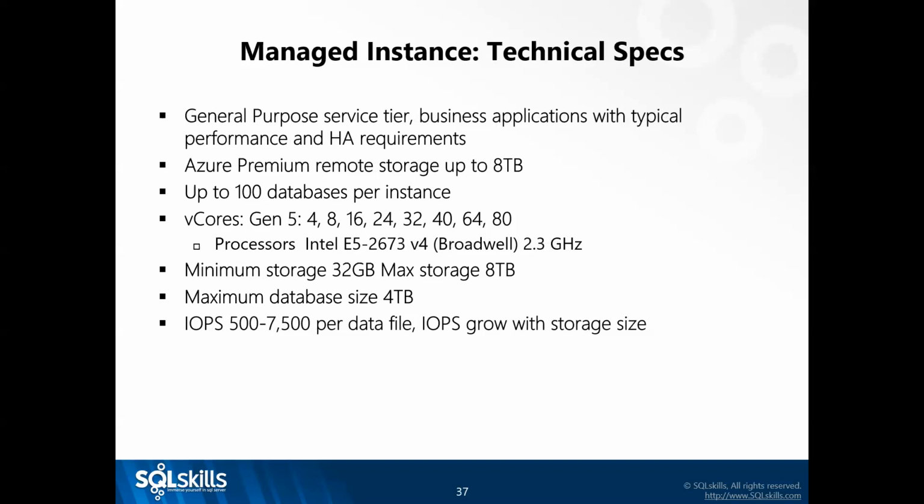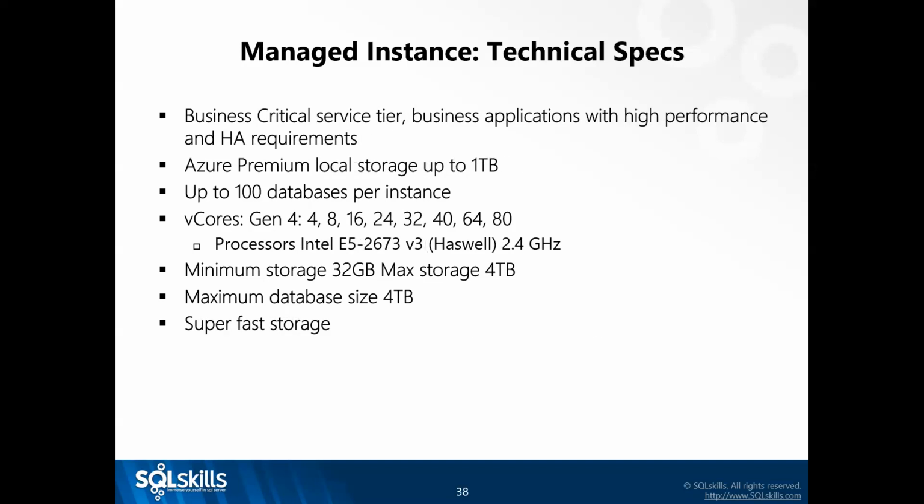For your HA, you switch over to business critical, where you have 2 non-readable secondaries and a readable secondary, all through availability groups built in. So that's pretty awesome. Up to 100 databases per instance are supported. That top number there, 1 terabyte, that should be 4. That was a change from the slide deck. You now have up to 4 terabytes in your business critical.